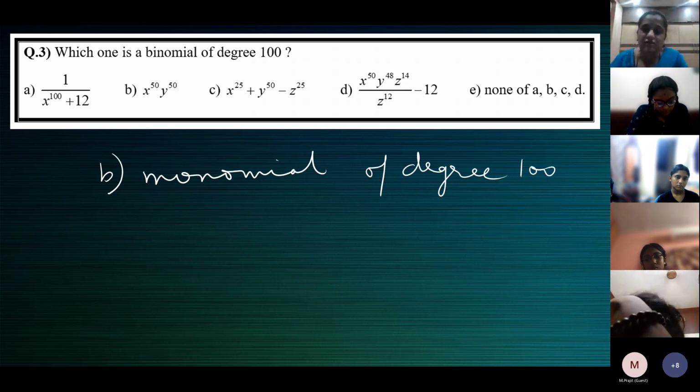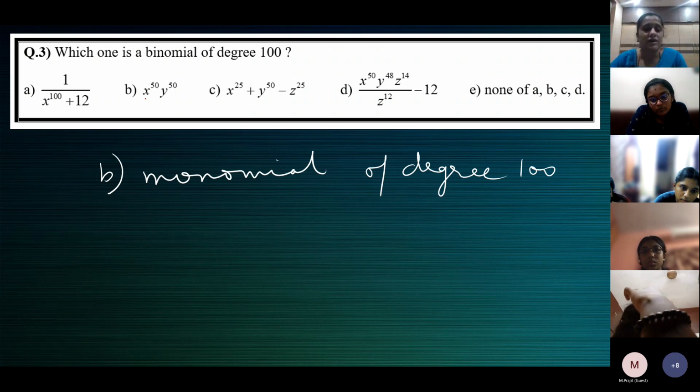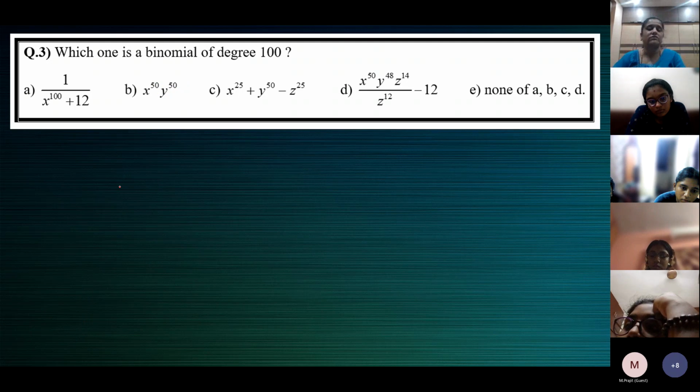The second option is a polynomial because X is the variable with power 50, a whole number, and Y is a variable with power 50, a whole number. Variables have whole numbers as powers, so the expression in B is a polynomial. But it has only one term, so it's a monomial, but of degree 100.